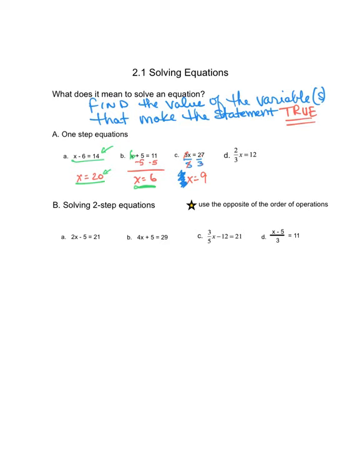So let's take a look at letter D. We have 2/3 x equals 12. That means we have to take 2/3 of some number and end up with 12. So the question now becomes, how are you going to get 2/3 to be 1?